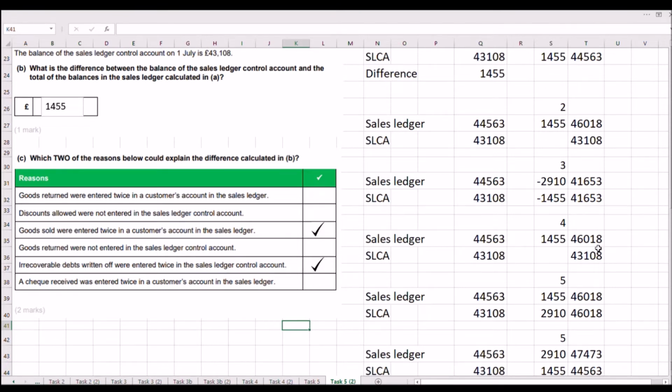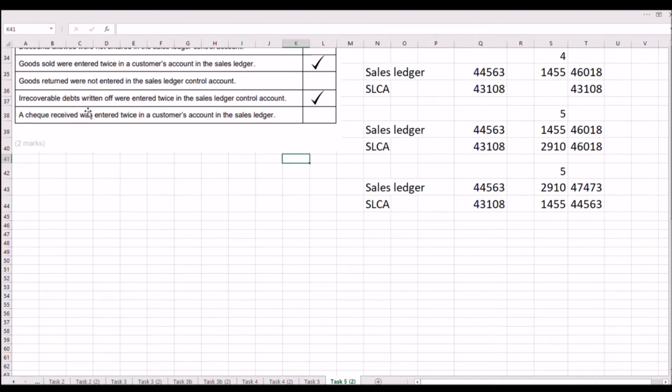They're not the same. And then number five, the irrecoverable debts written off were entered twice in the sales ledger control account. So it'd be credit sales ledger control account in the original journal. We're going to debit to reverse it: debit the sales ledger control account twice, debit the sales ledger once, and you see that's the same. So that is the answer. Yeah, it's that one. Give me that one as well.